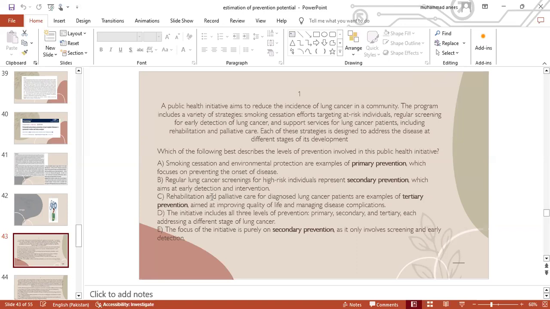A. Smoking cessation and environmental protection are examples of primary prevention, which focuses on preventing the onset of disease. B. Regular lung cancer screenings for high risk individuals represent secondary prevention, which aims at early detection and intervention. C. Rehab and palliative care for diagnosed lung cancer patients are examples of tertiary prevention aimed at improving quality of life and managing disease complications. D. The initiative includes all three levels of prevention. E. The focus of the initiative is purely on secondary prevention as it only involves screening and early detection.